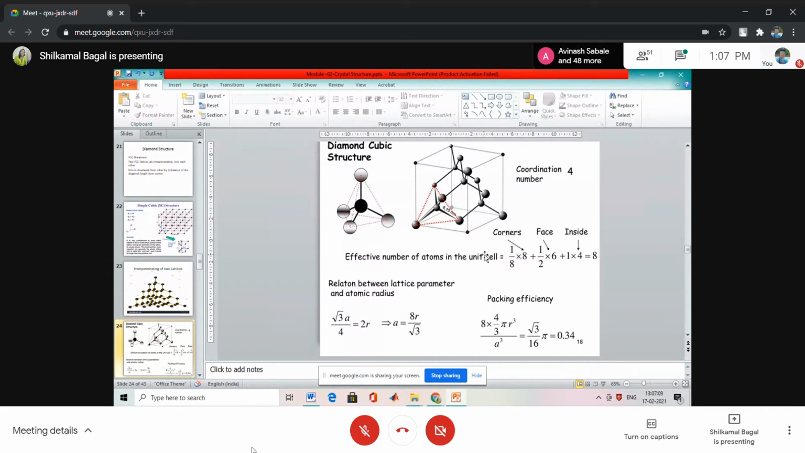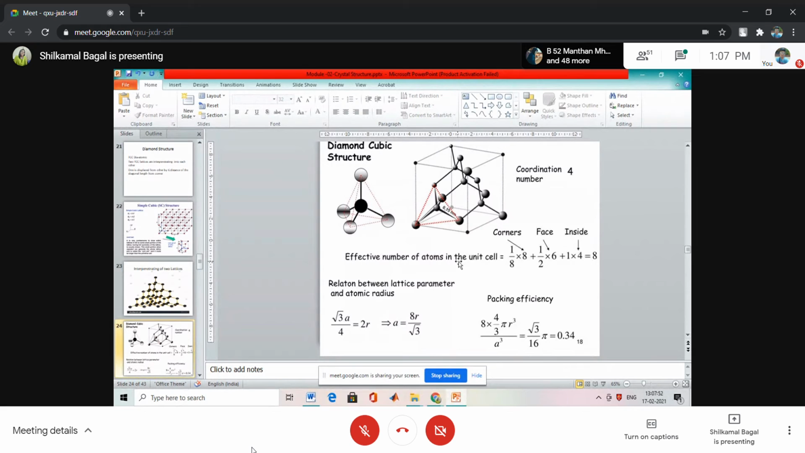We have studied the packing efficiency of SC, FCC and BCC. The packing efficiency of SC is 0.52 packing fraction, efficiency is 52%. Packing efficiency of BCC structure is 68% and packing efficiency of FCC is 74%. But packing efficiency of diamond is less, only 34%. But still this is a very hard structure and the reason is that there is covalent bonding between the atoms of the diamond crystal structure.